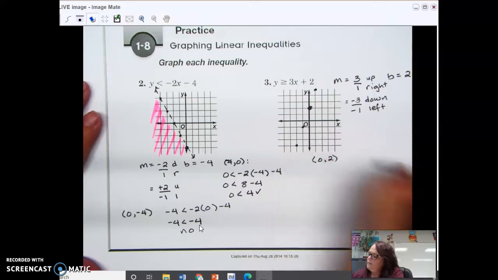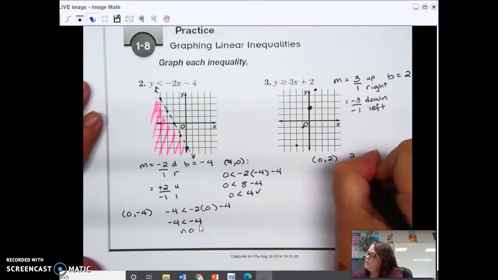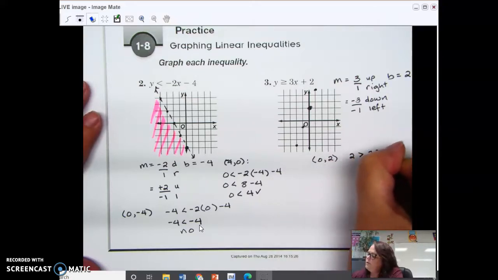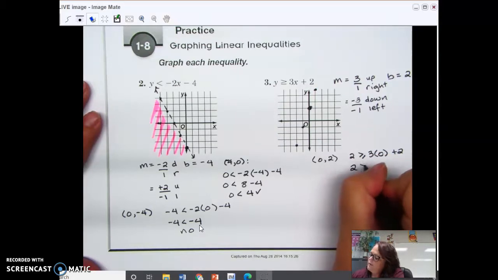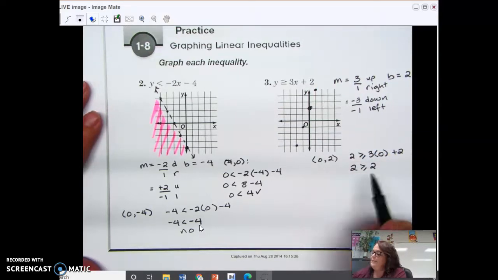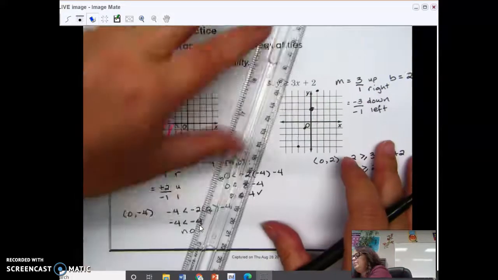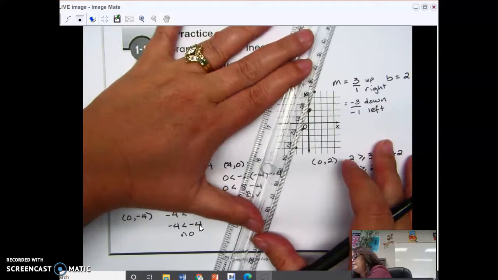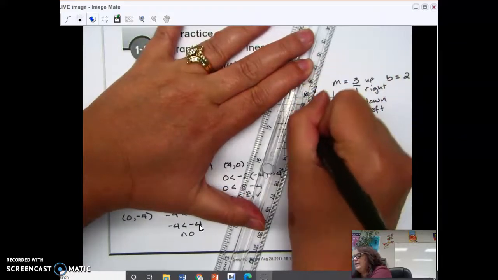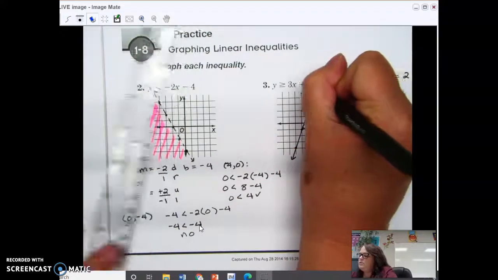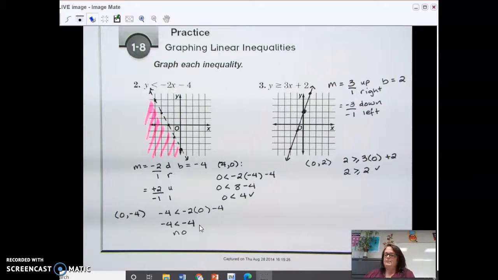If I pick (0, 2), plugging in 2 for y and 0 for x, we end up with 2 greater than or equal to 2. And so notice this is a true situation. 2 is greater than or equal to 2. So all the points on the line are part of the solution set to that inequality. So we would do a solid line in this case.